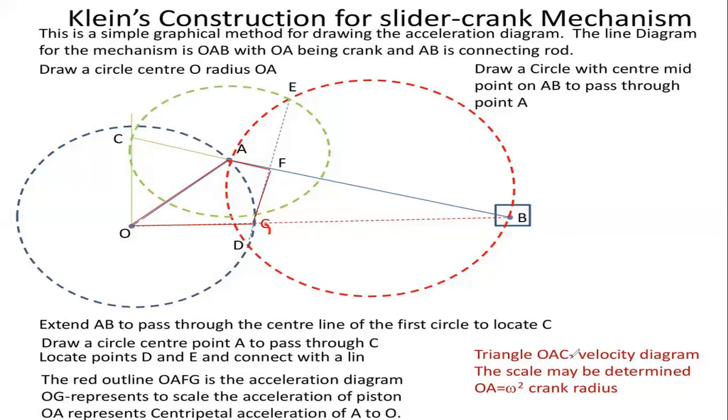So the scale may be determined by the OA is equal to omega square crank radius. So OA is the crank of the first one.